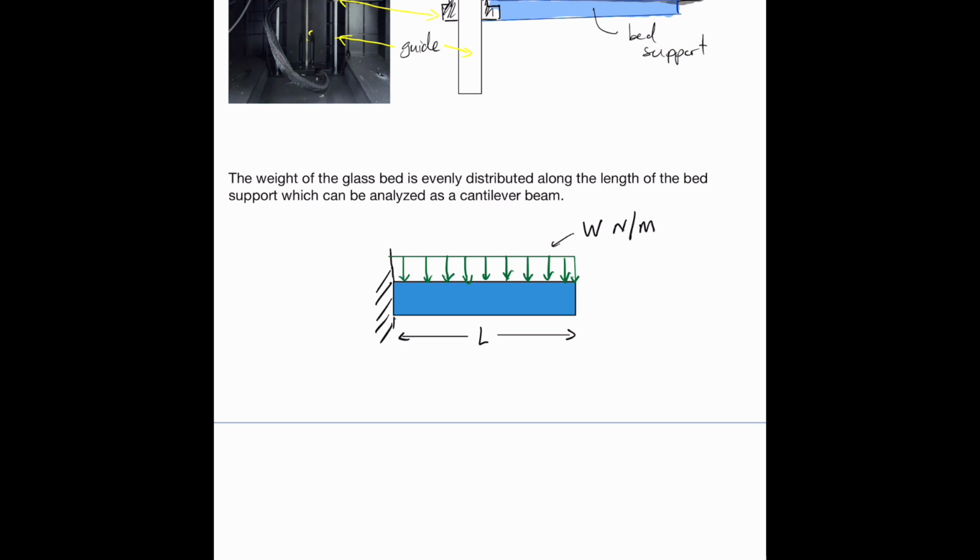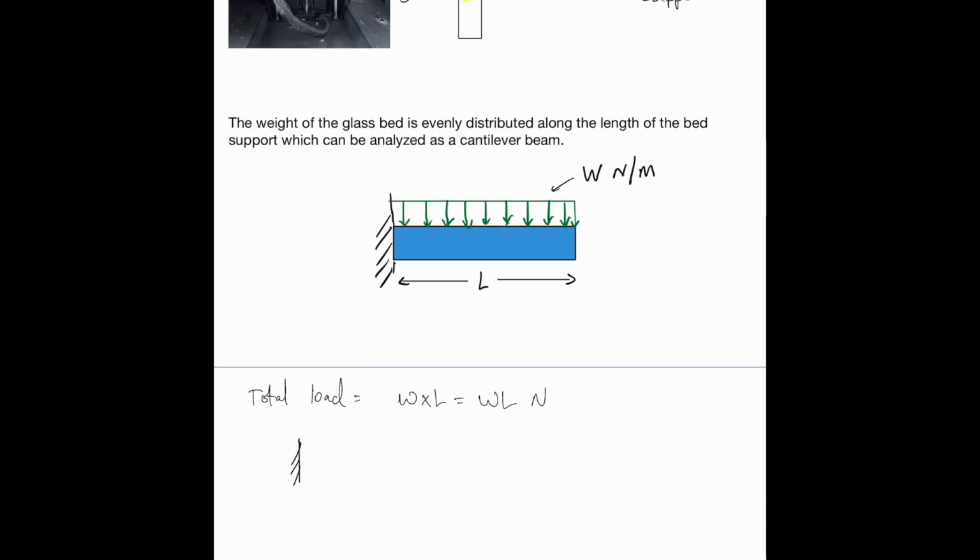Right, now, if we want to get the total load, in this case here it will be W times L. Right, and this would be newtons. Now, if I were to draw that total load on the beam, we have something called the equivalent load.